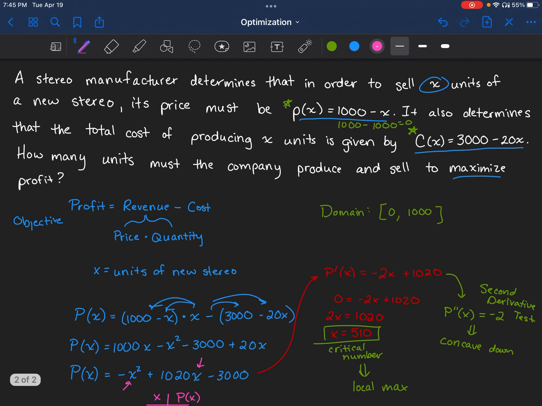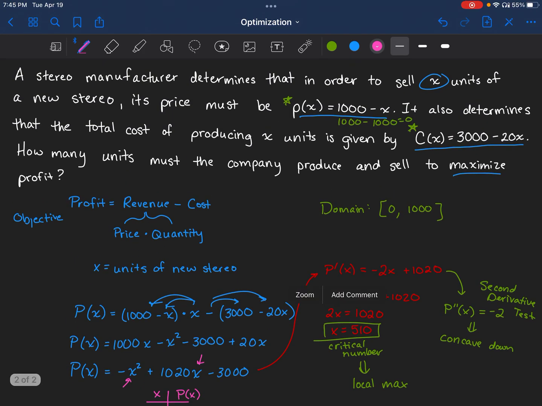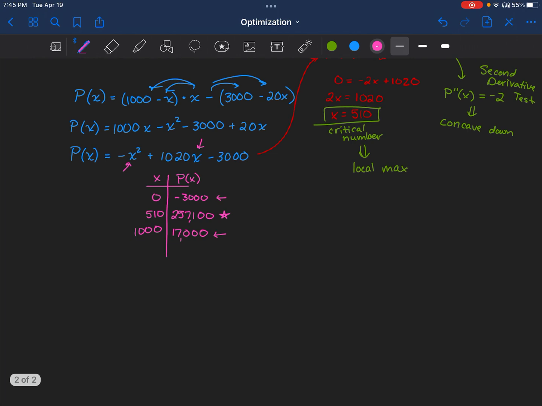So the question again was, how many units must the company produce and sell to maximize the profit? Well, the answer is they should sell 510 units.